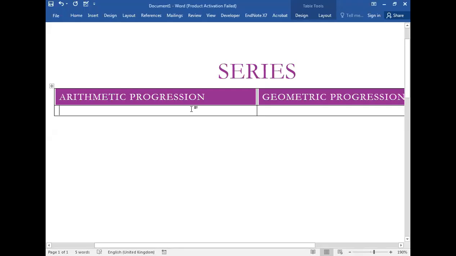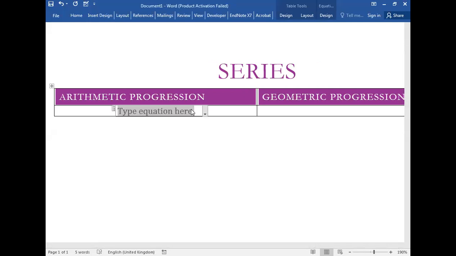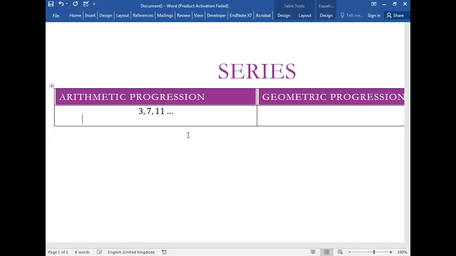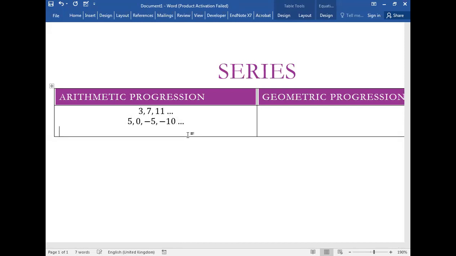So the topic is arithmetic progression. What is an arithmetic progression? थोड़ा सा O levels में भी इसका किया था हम लोगों ने, but what is arithmetic progression? If I write a sequence of numbers 3, 7, 11, and so on. Similarly, if I write 5, 0, -5, -10, and so on.